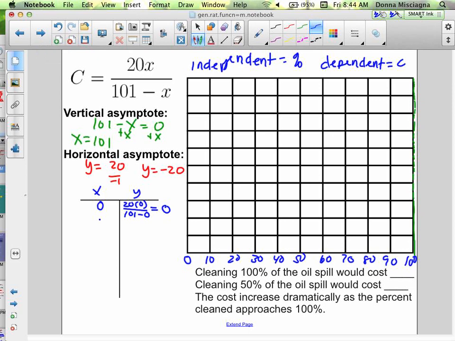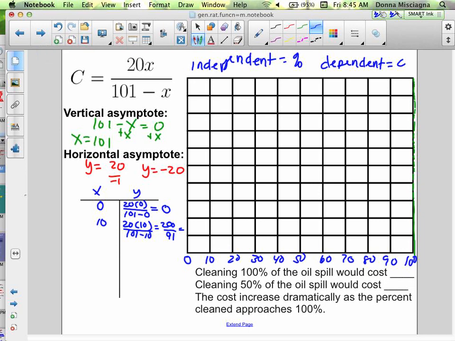All right, so let's say we clean up 10%. We're going to give it, as my grandfather would say, a lick and a promise. We're going to do a very lousy job and clean up only 10%. So 20 times 10 over 101 minus 10. That's going to be 200 divided by 91. Somebody put that into a calculator for me and get that to me as a decimal number, because this is money.